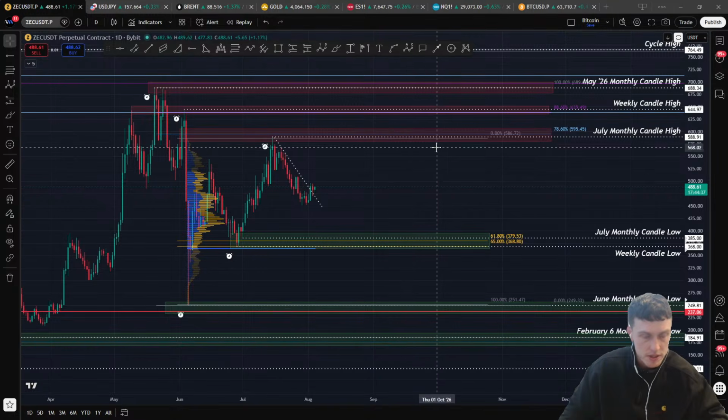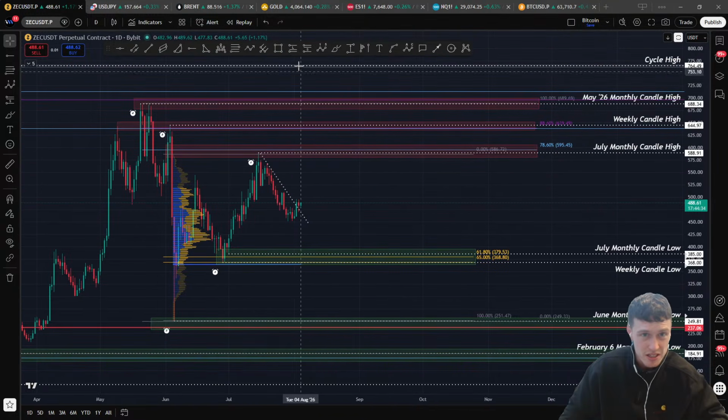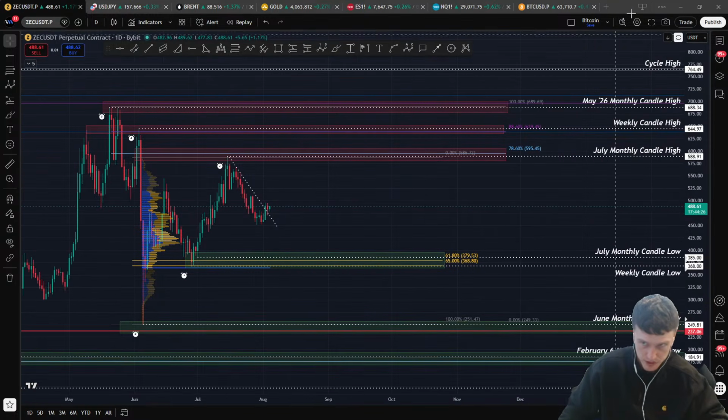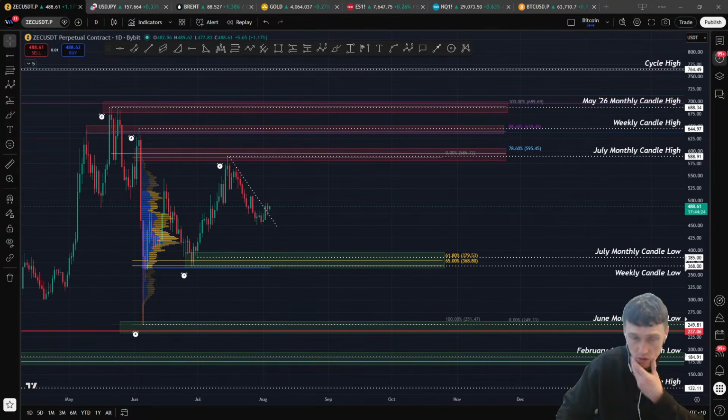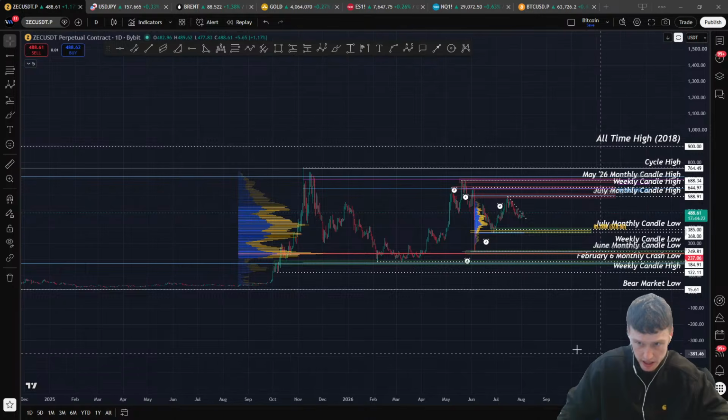I know those two can come into play, particularly if BTC carks it. Let's just say we have a native black swan or something. But that's where I'd be looking to get long at, this area in particular, and if not these two lower, and then these for shorts and for profit taking areas. Alrighty, I think that's pretty good on ZEC.